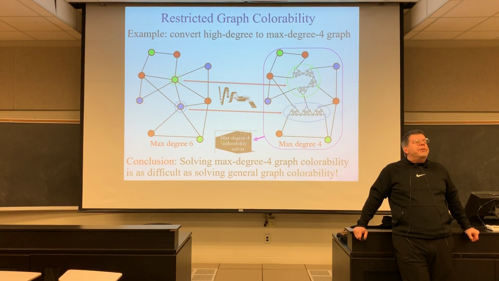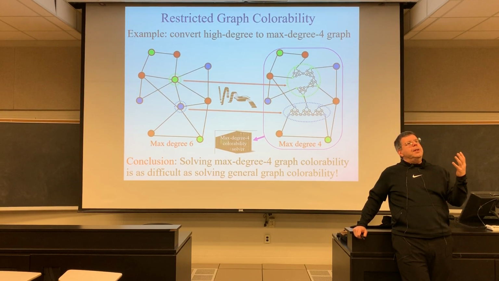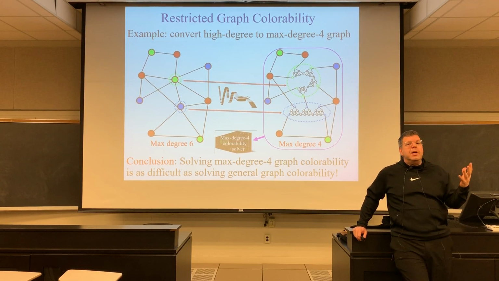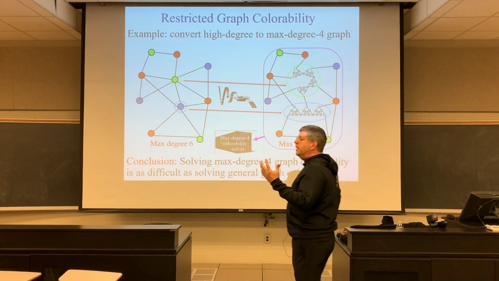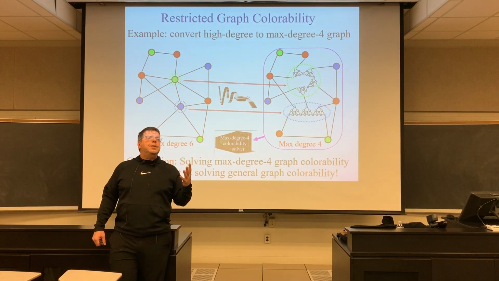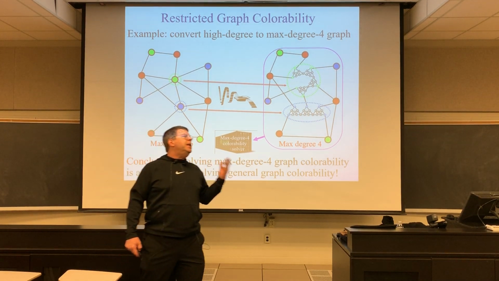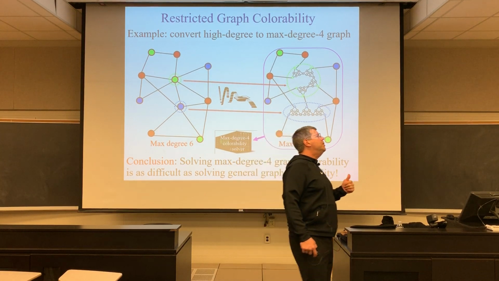So I'll give you a hint. One common trick you can pull. Let's say you have a graph, and you're trying to determine if it's 17 colorable, and let's say it's hard to determine. You know it's 18 colorable, but you don't know if it's 17 colorable.